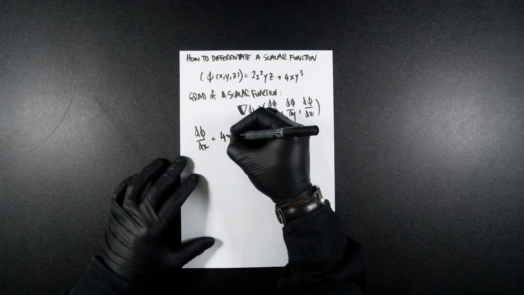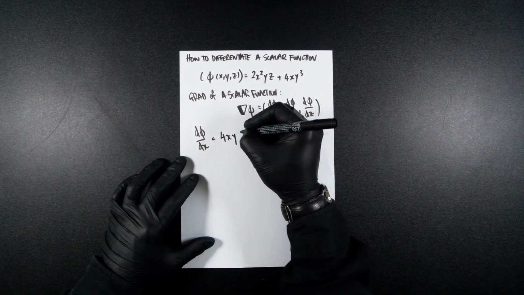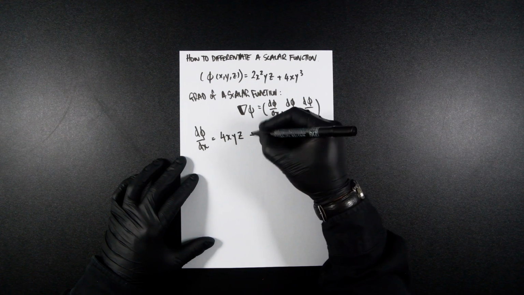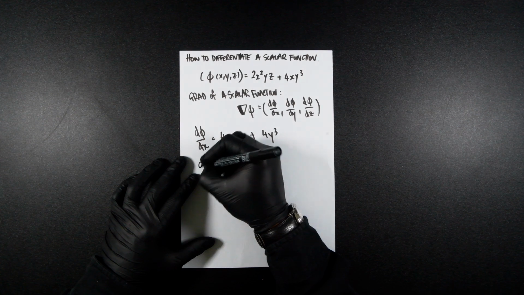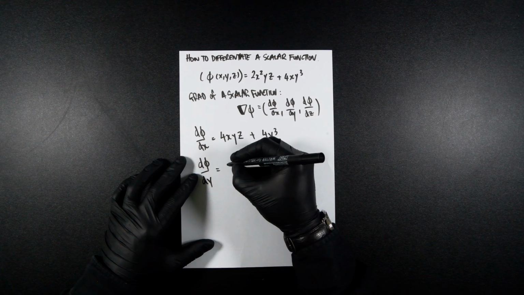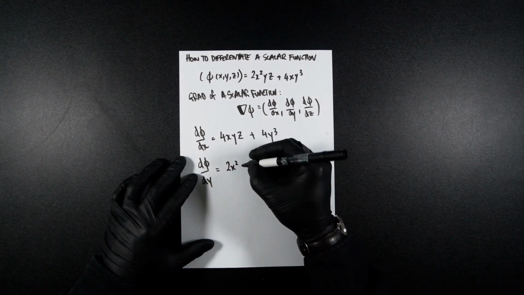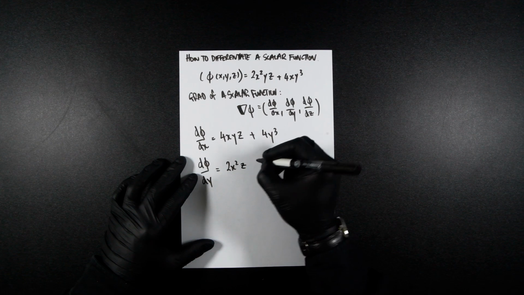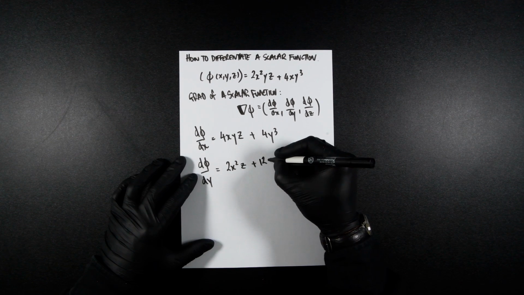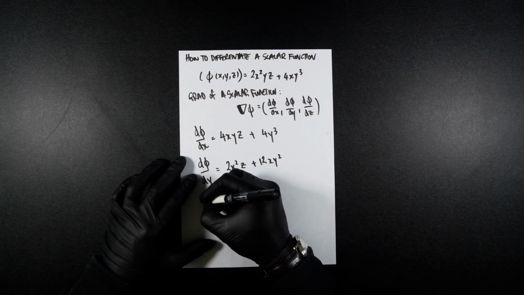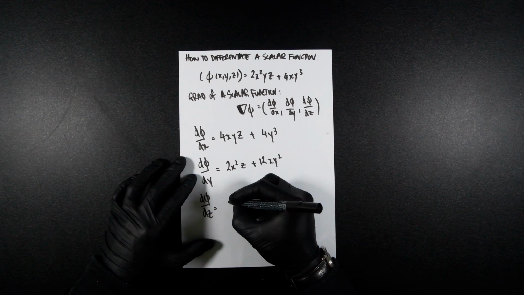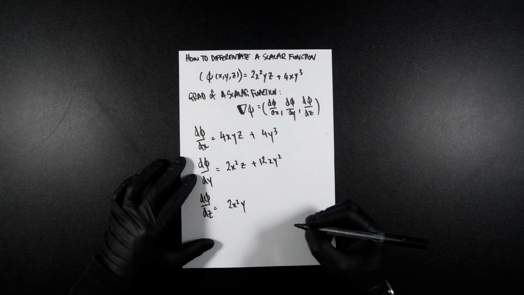So you're going to get 4xyz, then you're going to get 4y cubed. Then you get d phi over dy, so that's going to be 2x squared z plus you're going to get 12xy squared. And then finally, let's do d phi by dz. So that is just going to be 2x squared y.